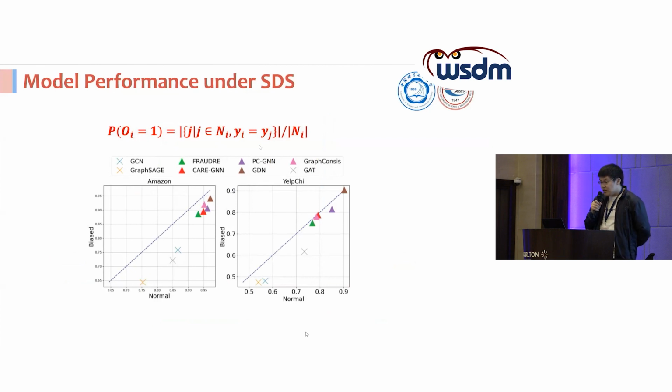The aim of our model is to alleviate the SDS problem. So we simulate the human annotation and the adversarial attack settings. We have the x-axis as the normal setting and the y-axis as the best setting. The blue dashed line means that the model has equal performance for these two settings. As can be seen from the figures, our model, the brown one, performs the best.